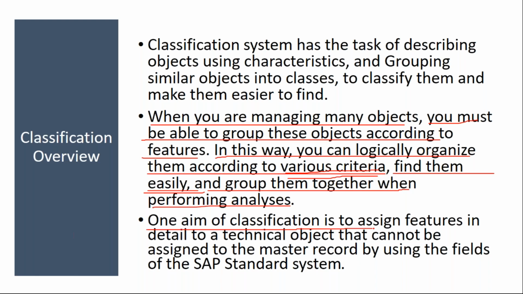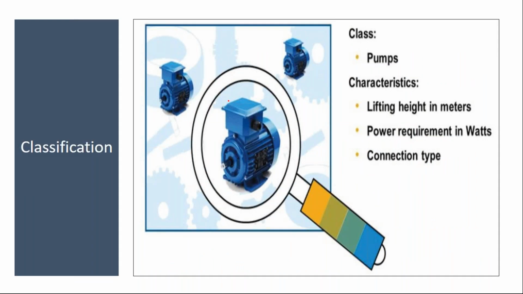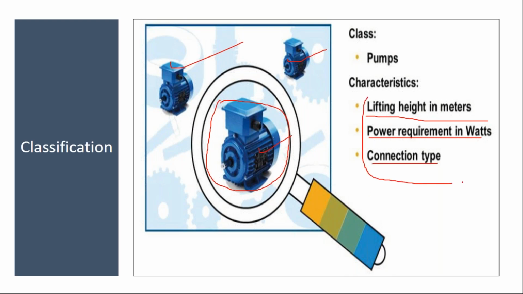One aim of classification is to assign features in detail to a technical object that cannot be assigned to the master record by using the fields of the SAP standard system. So in the classification, you will assign the detailed features to particular equipment. Suppose I have a pump, and in my company I have many pumps located at different places. Tomorrow I want to take a report of pumps based on their lifting height, or based on the power requirement, or based on their connection time. So these are nothing but features. Based on these features, I want to classify them.